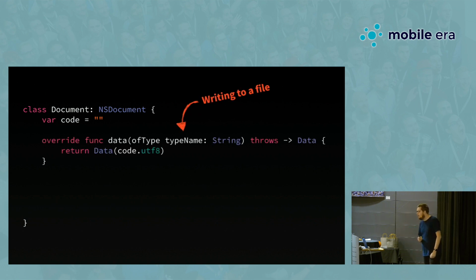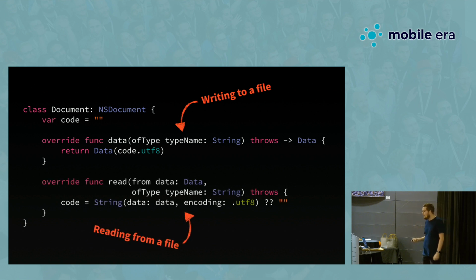We just have to implement one method for writing to a file, where you return data of a type, and you can just UTF-8 encode your code and return that as data. By the way, this is a really cool trick for returning non-optional data, just using the utf8 property of a string and then jumping that into the Data initializer. And then when reading from a file, we can just get the data and turn that into a string. That's all we have to do, and the Mac takes care of the rest for us.